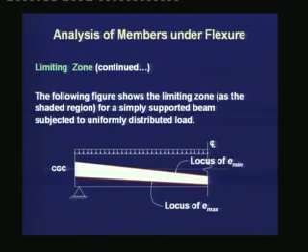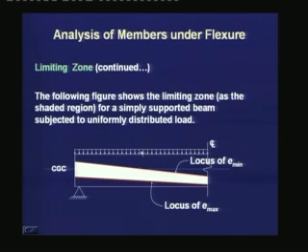The following figure shows the limiting zone as the shaded region for a simply supported beam subjected to uniformly distributed load. Here, the top line is the locus of the minimum values of the eccentricity of the CGS along the span of the beam, and the bottom line is the locus of the maximum values of the eccentricity of the CGS along the span.